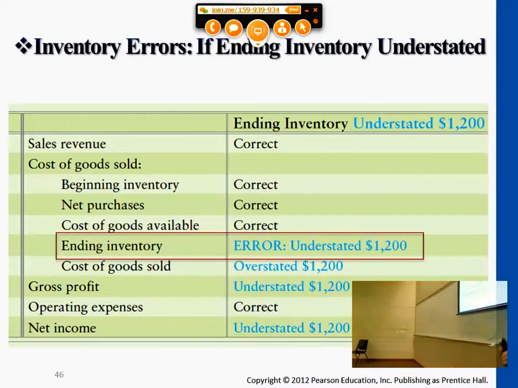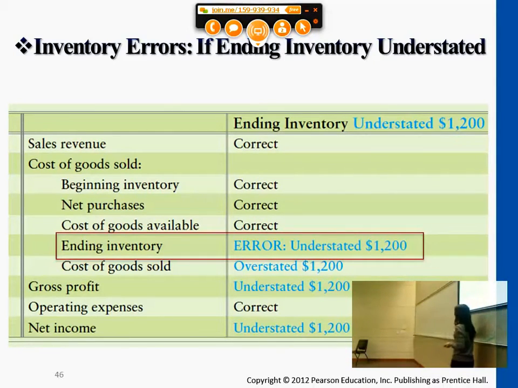Now if we flip the case, let's say ending inventory is now understated. For example, in this adjusting entry, you should have recorded $15,000, but now you understated the ending inventory by $1,200, meaning the dollar amount should have been more than this. It should have been $16,200, for example. If the ending inventory part is understated, if you thought you had this amount but you actually had more than this, so it's understated by $1,200, then cost of goods sold at the same time will be overstated.